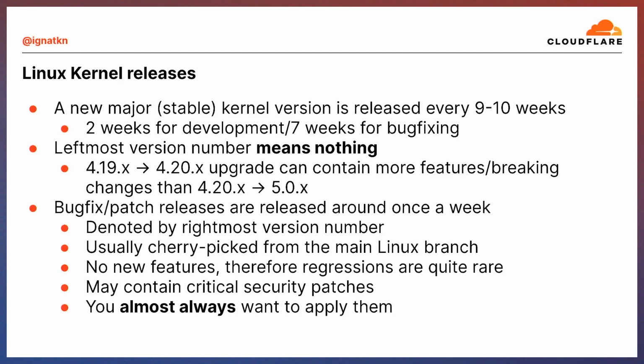Yeah, and bug fix and patch releases are released once a week. It's the rightmost version number. They usually cherry-pick from the main Linus branch, and there are no new features. Therefore, regressions are quite rare. They also contain security patches, and based on the data I showed you, so many bugs and so many security issues are being fixed.